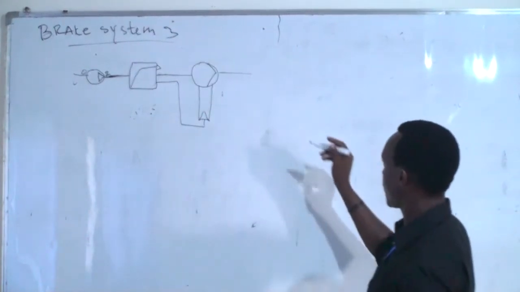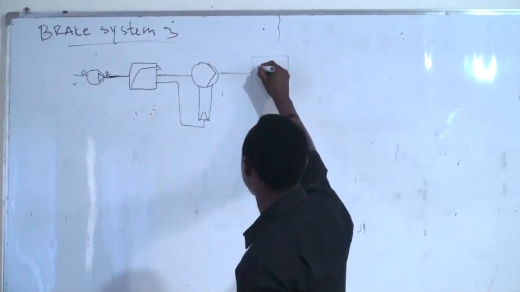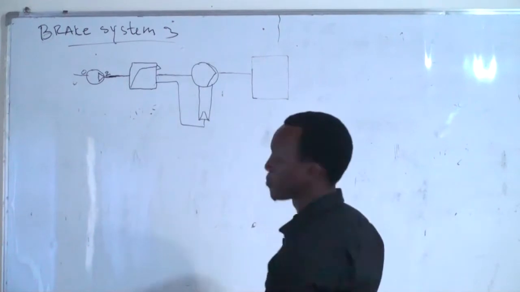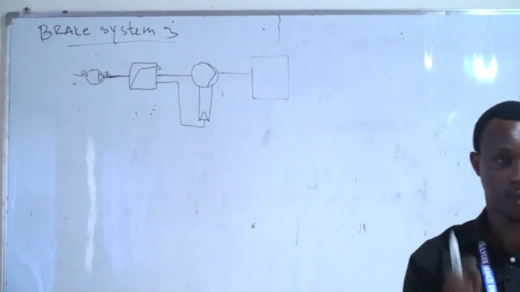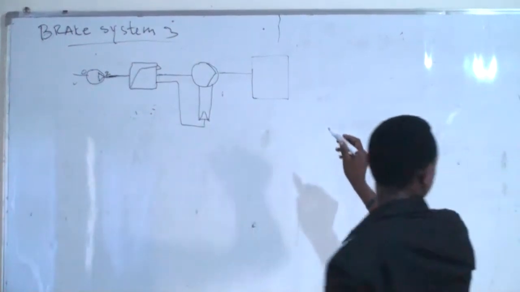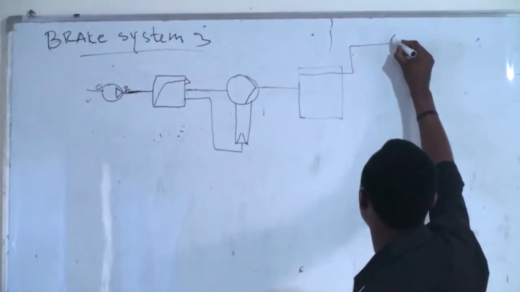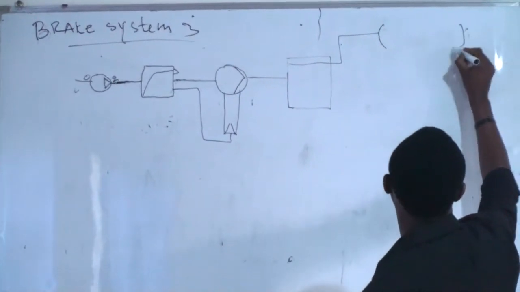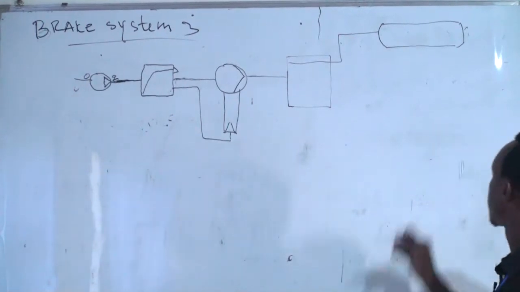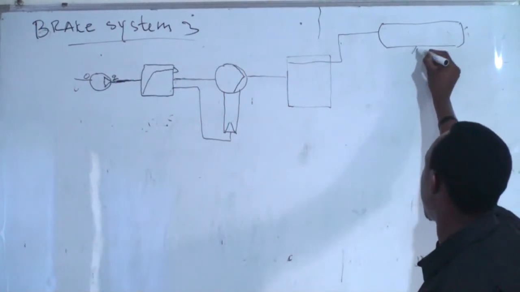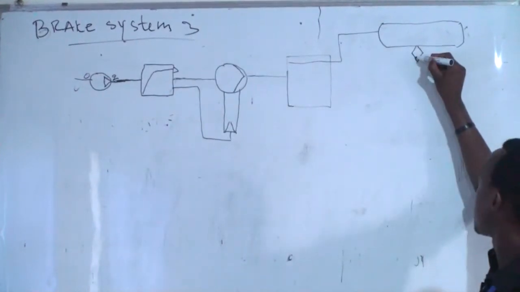So here we must have, as we have seen, a four circuit safety valve instead of the dual circuit safety valve for the brake system too. So here we must have a four circuit safety valve with the air reservoirs. Those are the graphic symbols. So the air reservoir must have a draining valve. Yes, this is a draining valve.